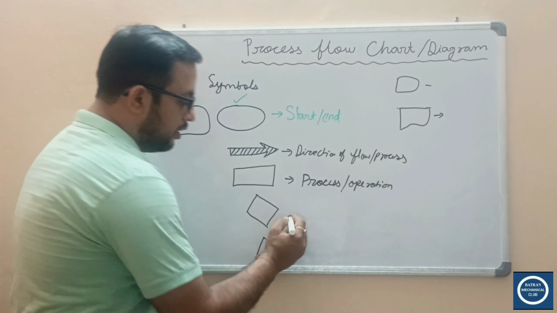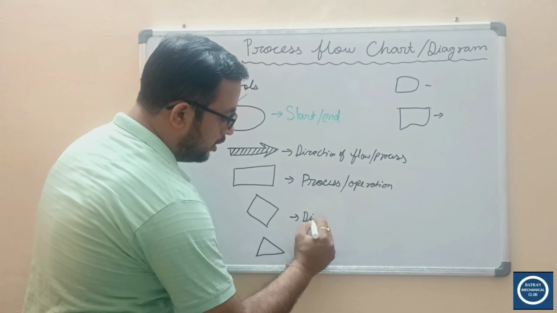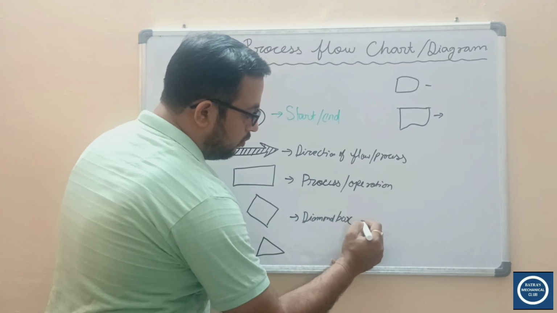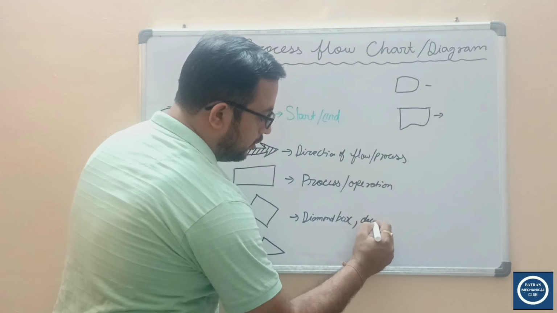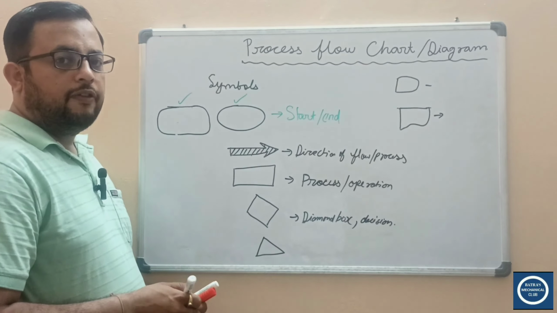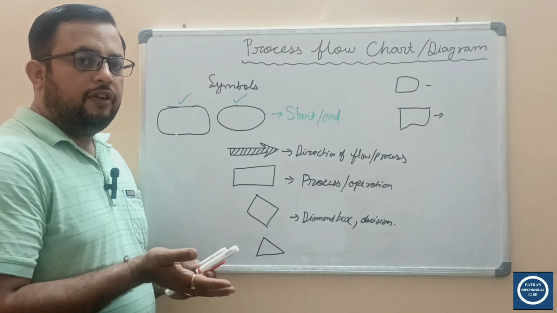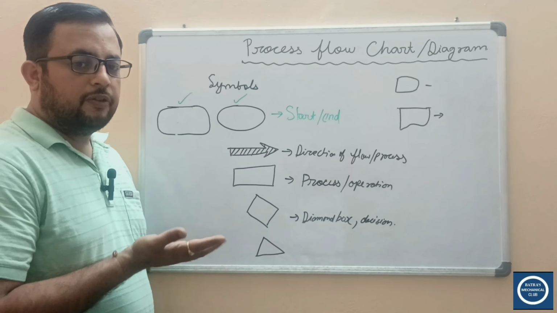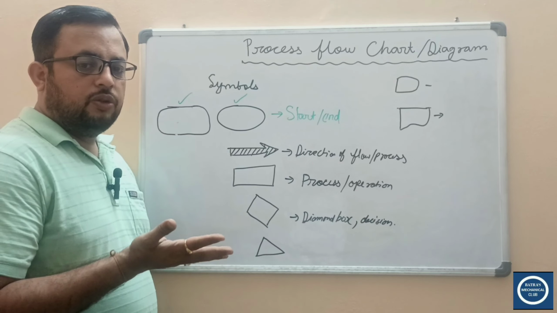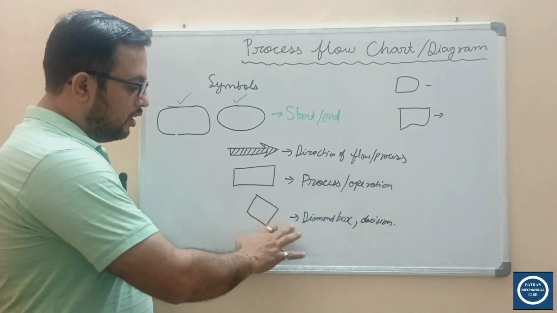After that we have this decision symbol, which we know as a diamond box. This is used when we take any decision. For example, while inspecting a part, we will get some rejected parts. Then we will take the decision about that rejected part, whether we have to scrap it or rework it. All these things are done under this.